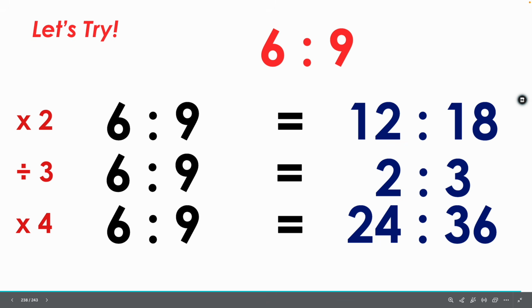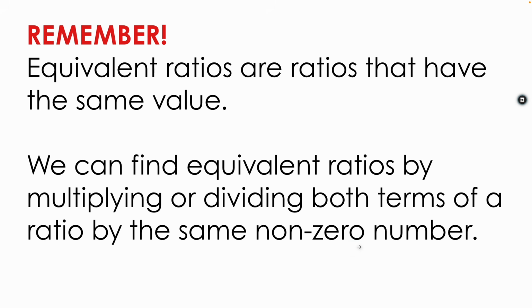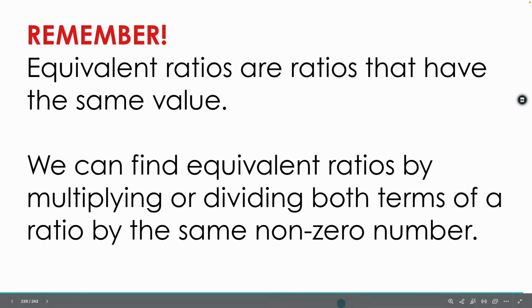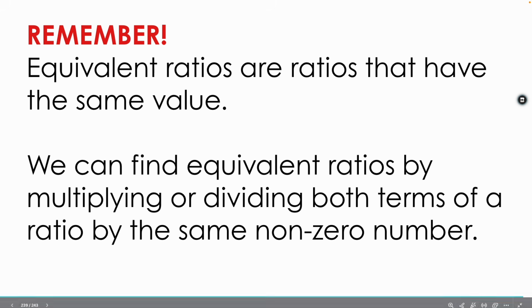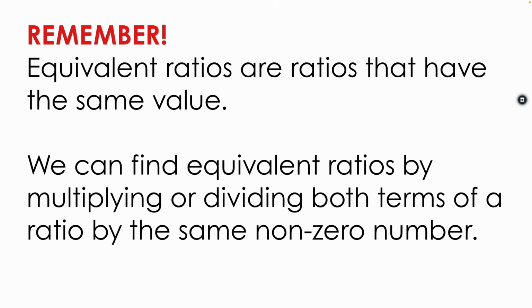Alright? So before we end our lesson, let's remember the most important ideas. Remember, equivalent ratios are ratios that have the same value. We can find equivalent ratios by multiplying or dividing both terms of a ratio by the same non-zero number. So again, remember: same operation, same number, and both terms. If you multiply one term, you must multiply the other term by the same number. And if you divide one term, you must divide the other term by the same number as well. Alright?